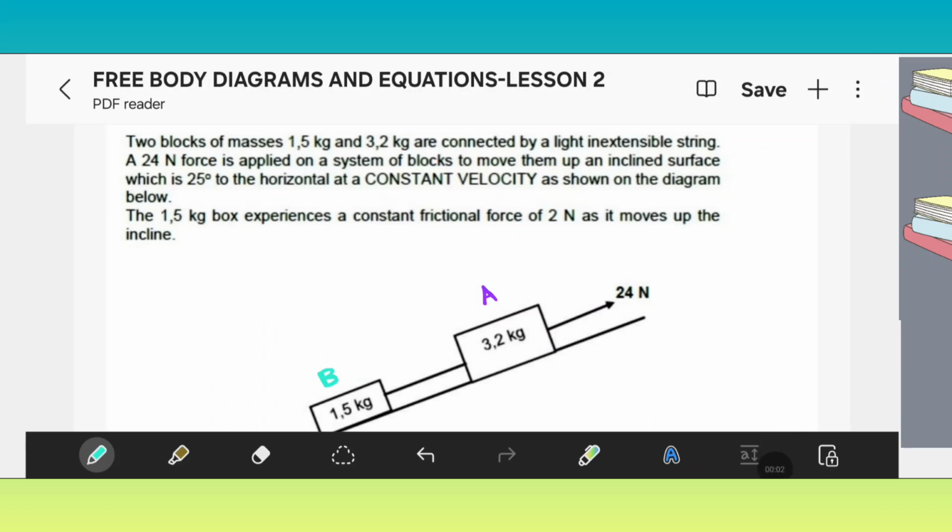So let's continue with our free body diagrams. So let's read the statement and then we can formulate also the equation.